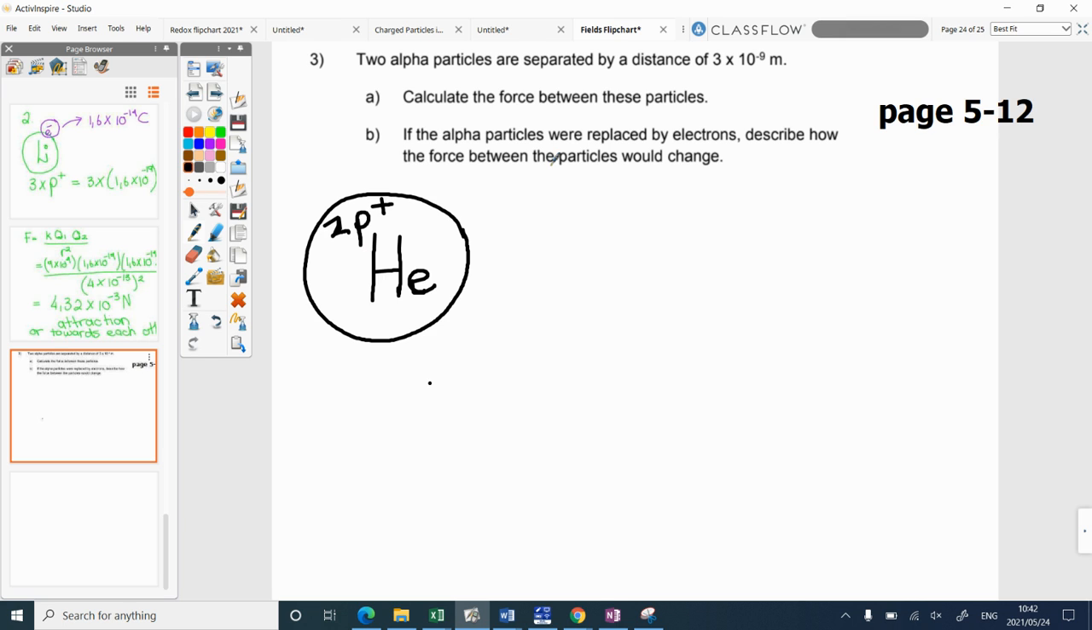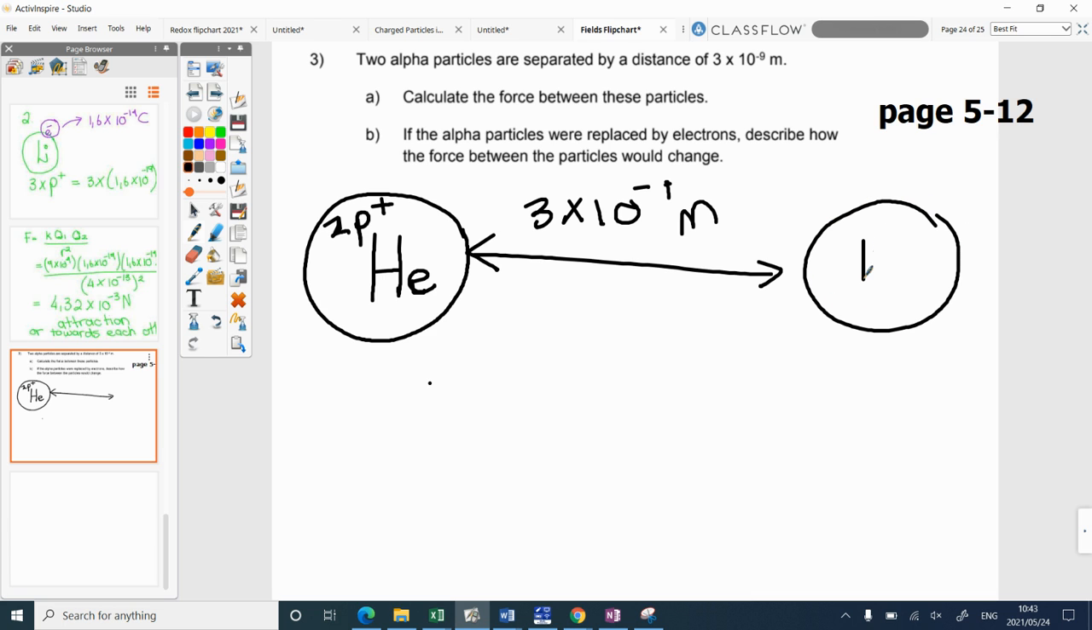And they told you, guys, that these are separated by a distance of 4 times 10 to the minus 13. It was already given to you in meters, so you don't have to worry about conversion. 3 times 10 to the minus 9, still in meters. And guys, they said there are 2 alpha particles. So what will the charge be on this alpha particle? Exactly the same. So it will also be 2 protons.